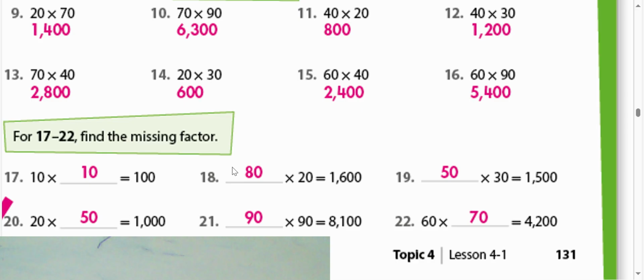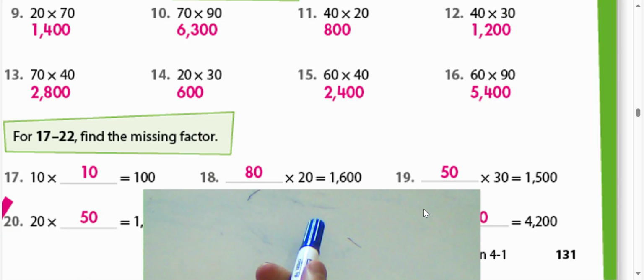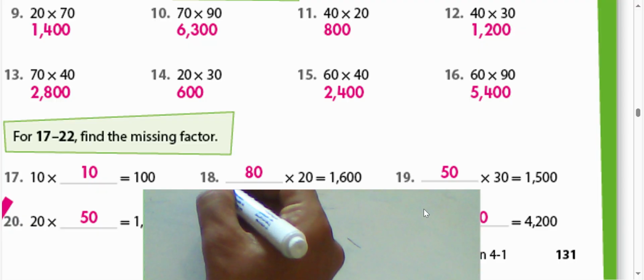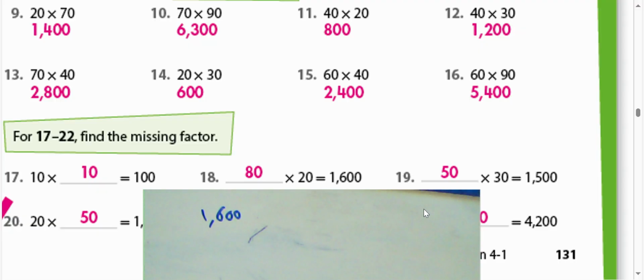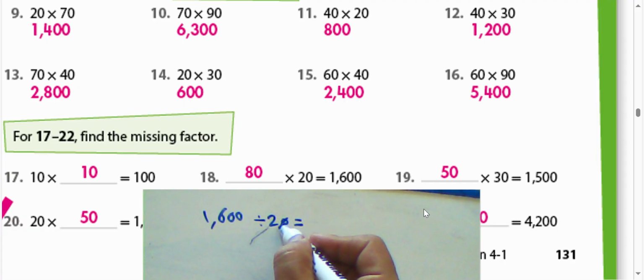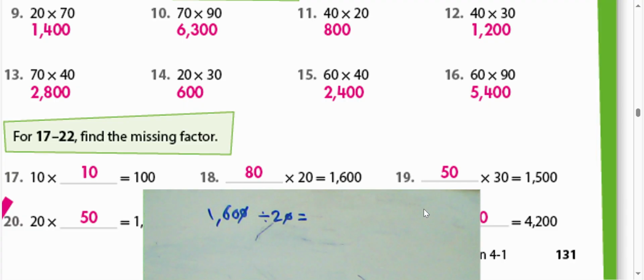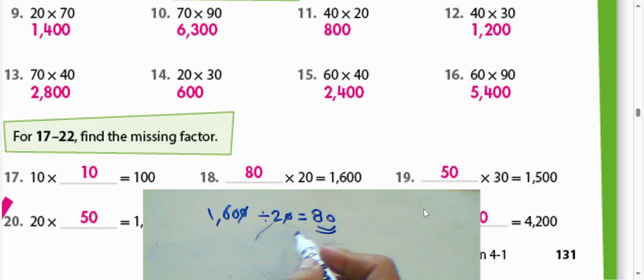And also question 18, what is the number times 20 equals 1600? You can divide 1600 by 20 to find the result. But here in this question, you can write 1600 divided by 20. We can cancel 0 by 0 here, and 16 divided by 2 equals 8, and then write 0. The result will be 80.